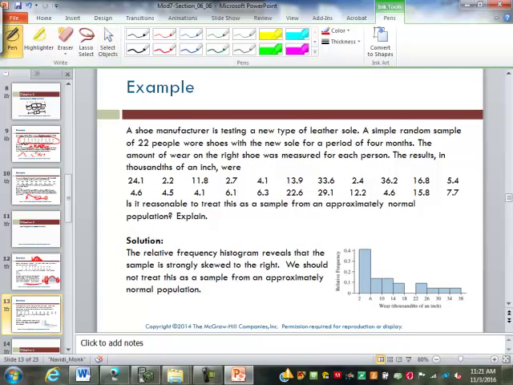This one is obviously skewed. It starts and goes down. It's giving you that exponential curve almost, negative exponential curve. That is definitely skewed and definitely would not be treated as approximately normal.